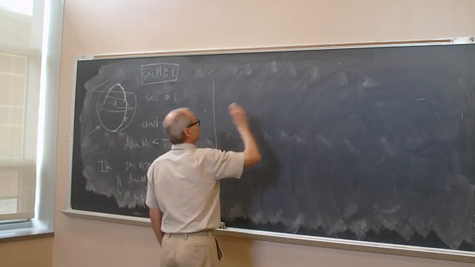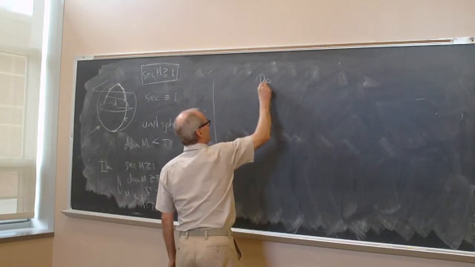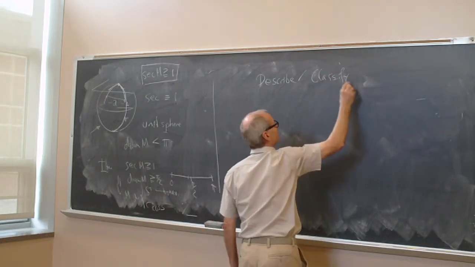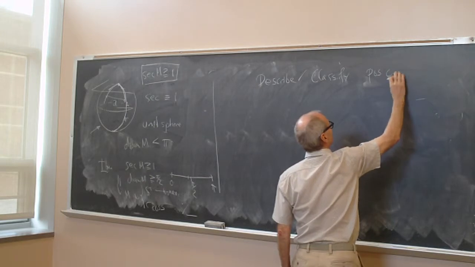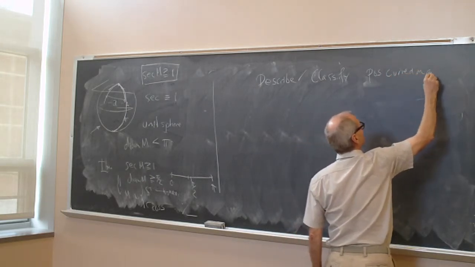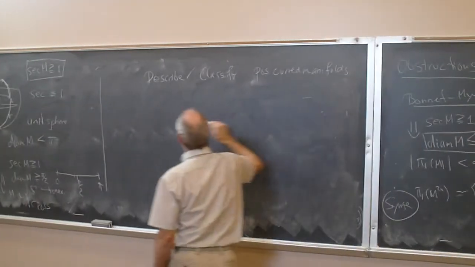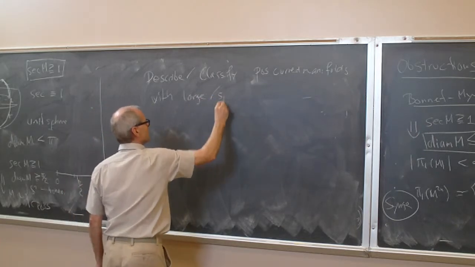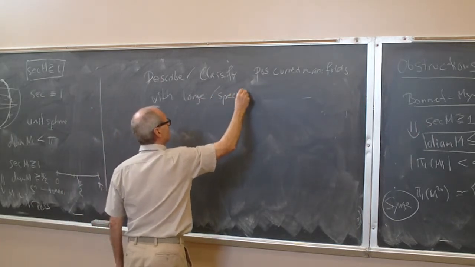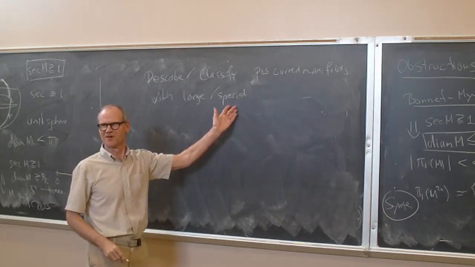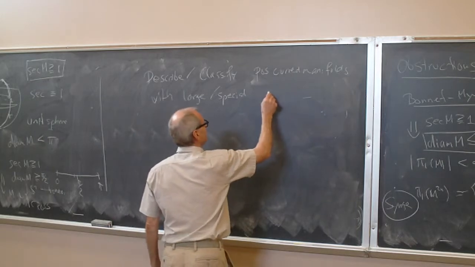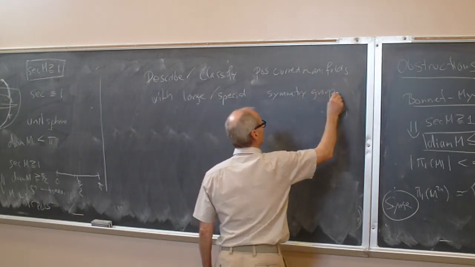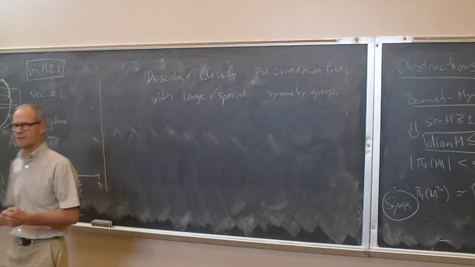So the guiding principle is the following. Describe, maybe classify even, positively curved manifolds with large or special, recently, because this is fun too, special symmetry group. By symmetry group, I mean isometry group, right?